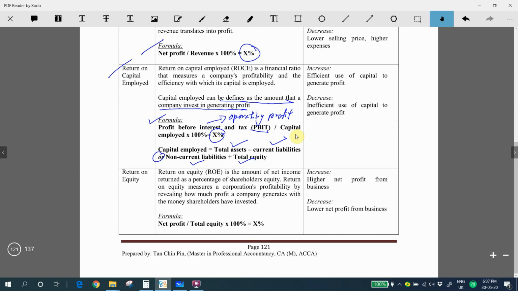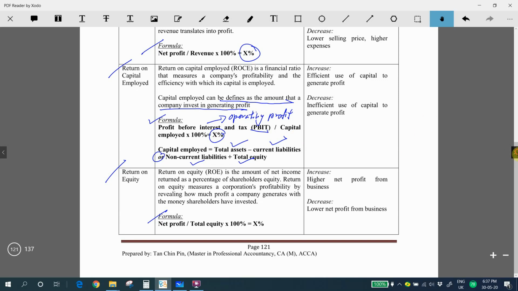So next, return on equity. Return on equity formula, we use net profit divided by total equity times 100%. So what we can understand from this return on equity is how much of the profit that we can earn from the equity invested by the shareholders.